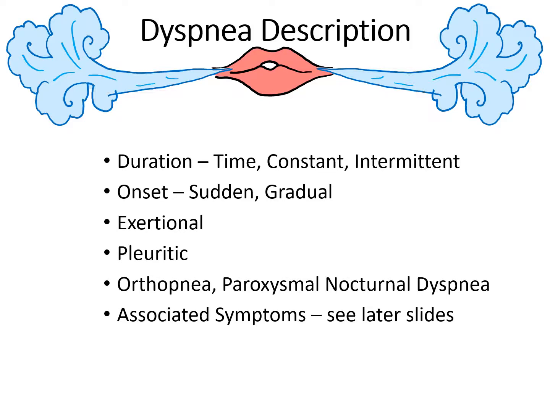Initiating or exacerbating and relieving factors are important, such as exertional, pleuritic, or associated with laying flat, which is defined as orthopnea. If you wake up short of breath or gasping for air, it's called paroxysmal nocturnal dyspnea, which is classically from pulmonary edema or sleep apnea. But if you have PND and orthopnea, it's classically from pulmonary edema.